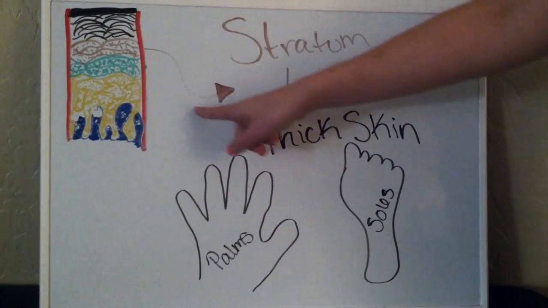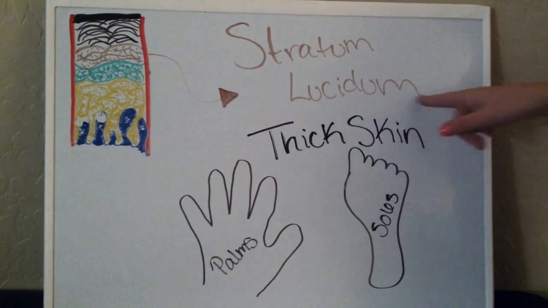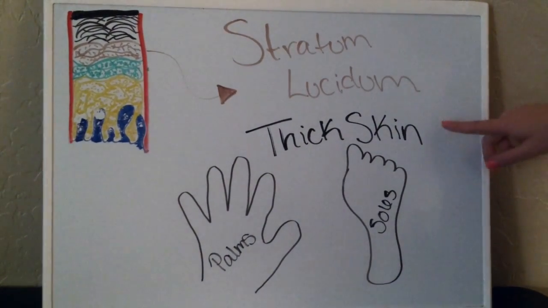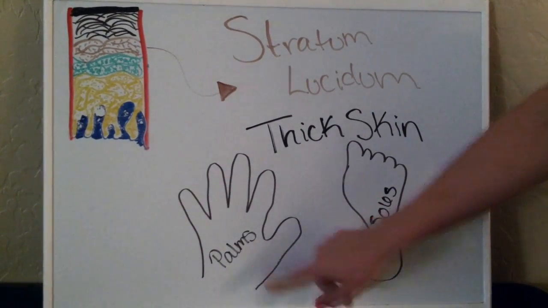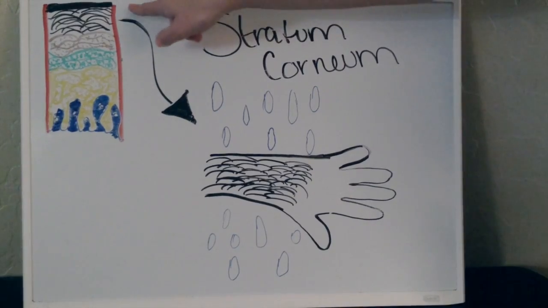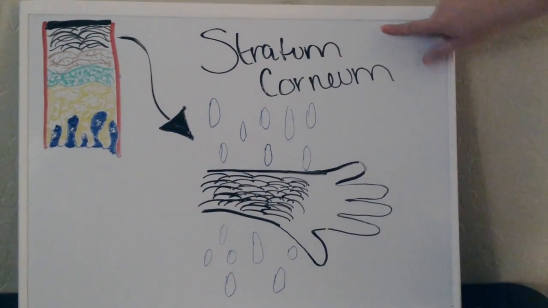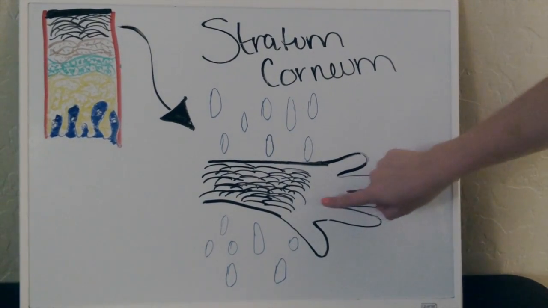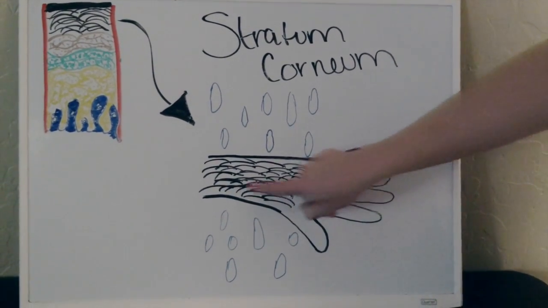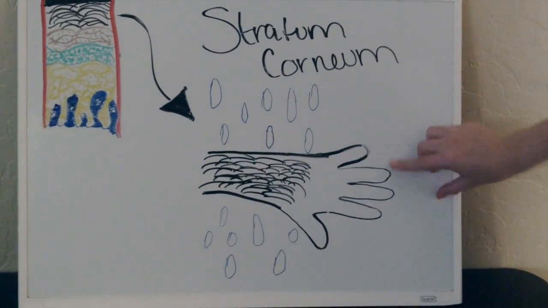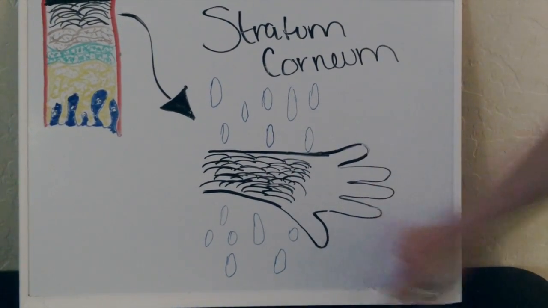The fourth layer of the epidermis is the stratum lucidum. Although the stratum lucidum is only found in thick skin such as the palms of the hands and soles of the feet. The most superficial layer of the epidermis is the stratum corneum, which is the exposed surface of the skin. It contains 15 to 30 layers of cells and it protects the skin and is water resistant.